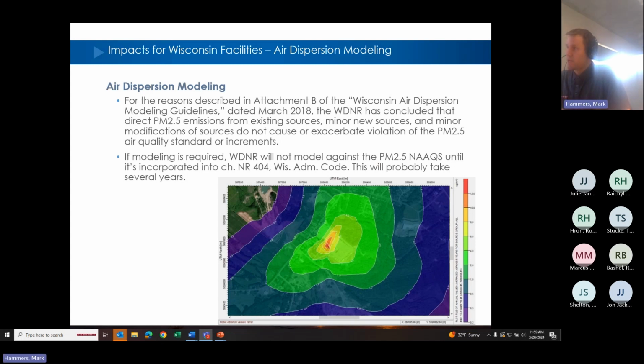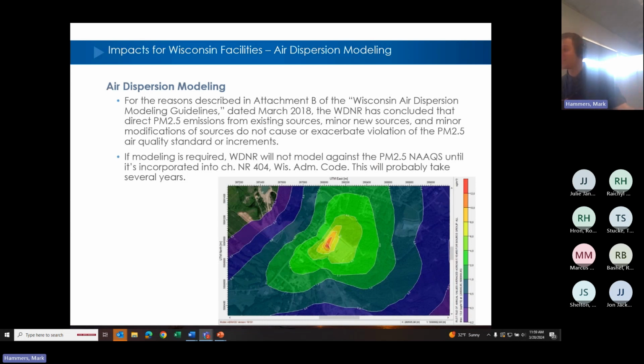So for a lot of people on this call, you're probably not a major source for non-attainment area, and we'll go into that a little bit. So you're more than likely not going to have to model against PM2.5. But let's say for some reason you do trigger modeling for PM2.5. One, I wish you luck, because it is exceptionally difficult to model against PM2.5.